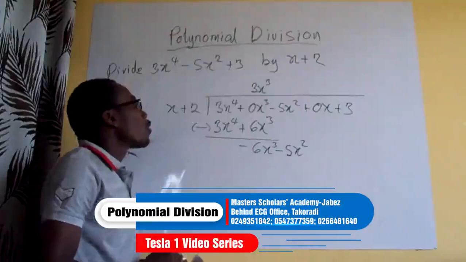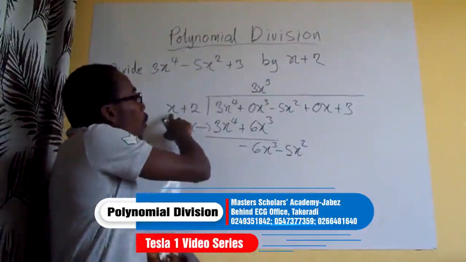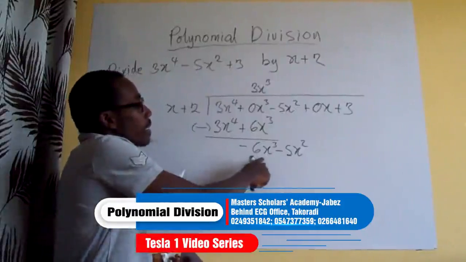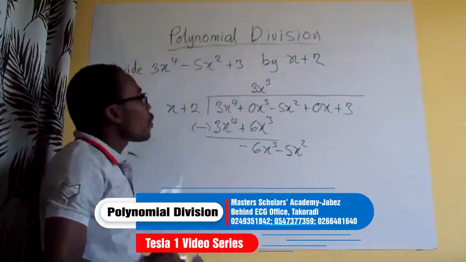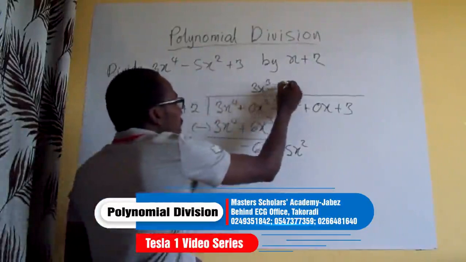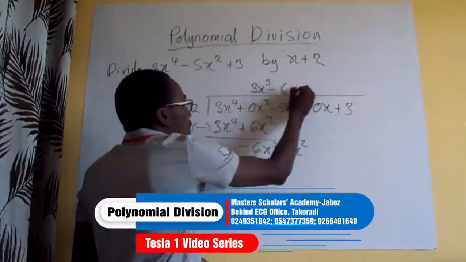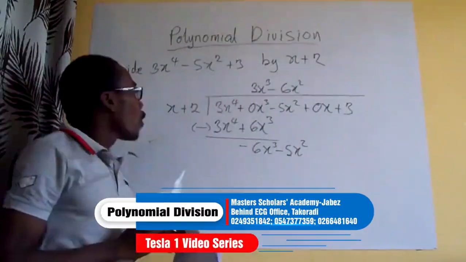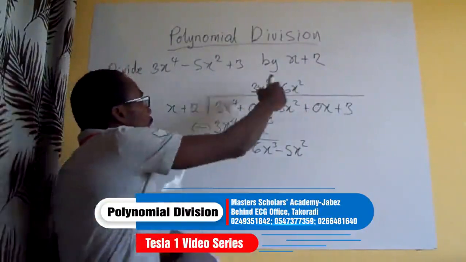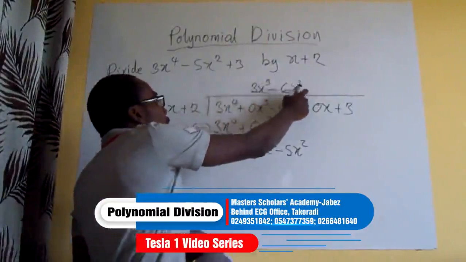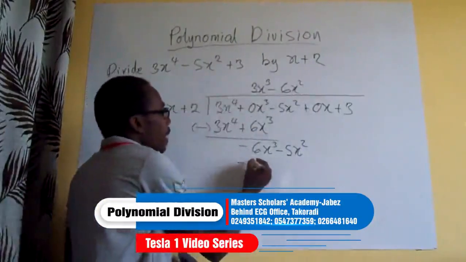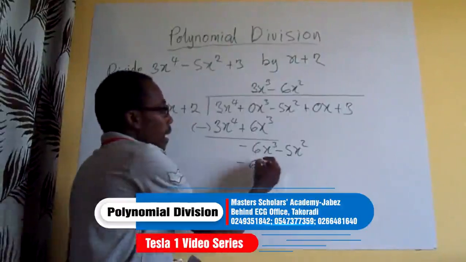Good. So the x would also divide the very first term of this, which is minus 6x cubed, and that gives you minus 6x squared. Okay, that's minus 6x squared. So with our minus 6x squared, we do the same thing. We multiply the minus 6x squared by the divisor again. And this gives us minus 6x squared.